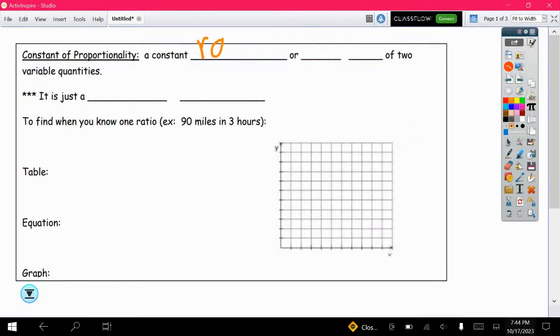It's simply a constant ratio or that unit rate of two variable quantities. So really, when we're finding constant of proportionality, we're simply finding the unit rate of our ratio. So, for example, if we're given a ratio 90 miles in 3 hours, and we want to find its constant of proportionality, we want to start by finding its unit rate.